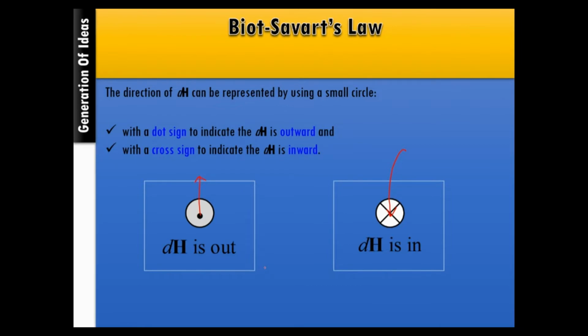Just like when you are sewing using a needle, if your needle is going down and up, it will be in this symbol. If it is going in, it will be in this symbol, showing the magnetic field is going in and this one is going out, outward.